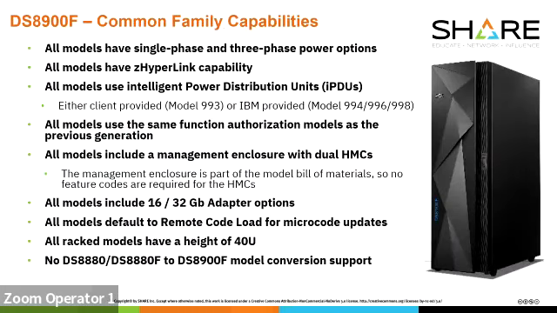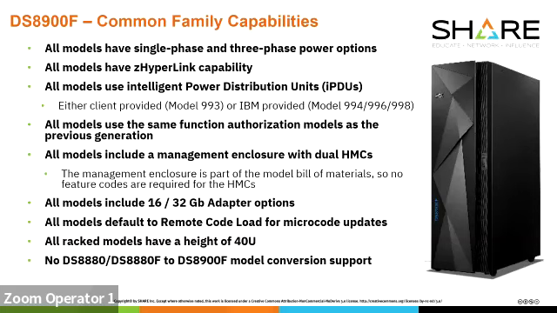Of course, with the 8900, you've got common family capabilities between having single and three-phase power. All of them are HyperLink compatible. They all use IPDUs, so we no longer have batteries for our non-volatile storage. That's done with NVDIMMs. They all use the previous function authorization models as in the past.